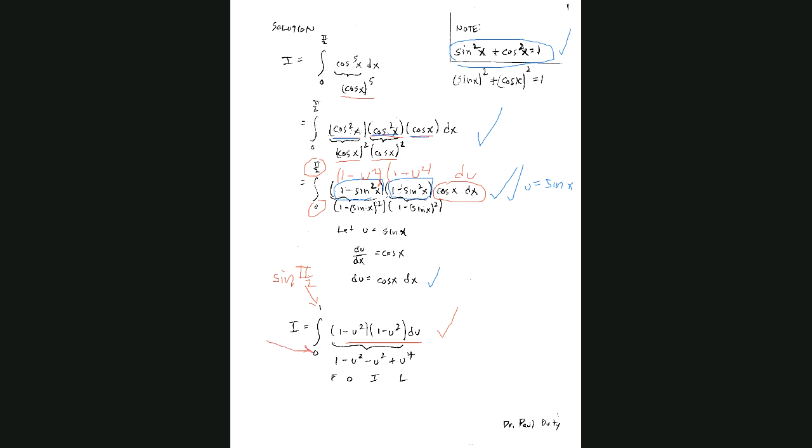So now the question is, do we have an integral? This integral here, is this something that we can work with? Well, we have a binomial 1 minus u squared times another binomial 1 minus u squared. It still doesn't look pretty, but what can I do with two binomials? What have you learned how to do?